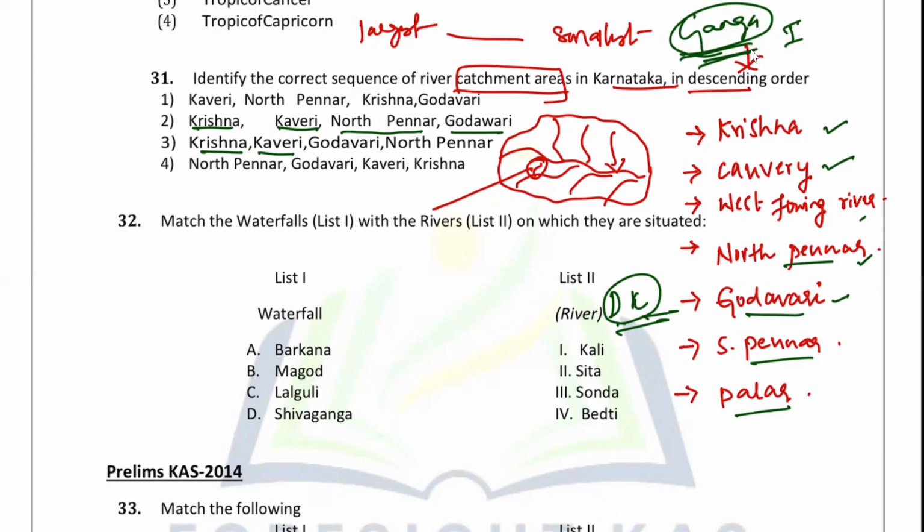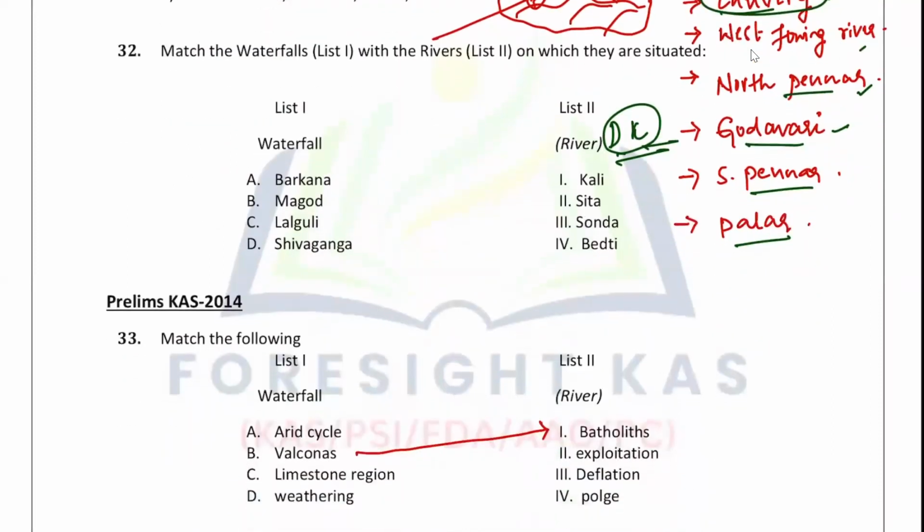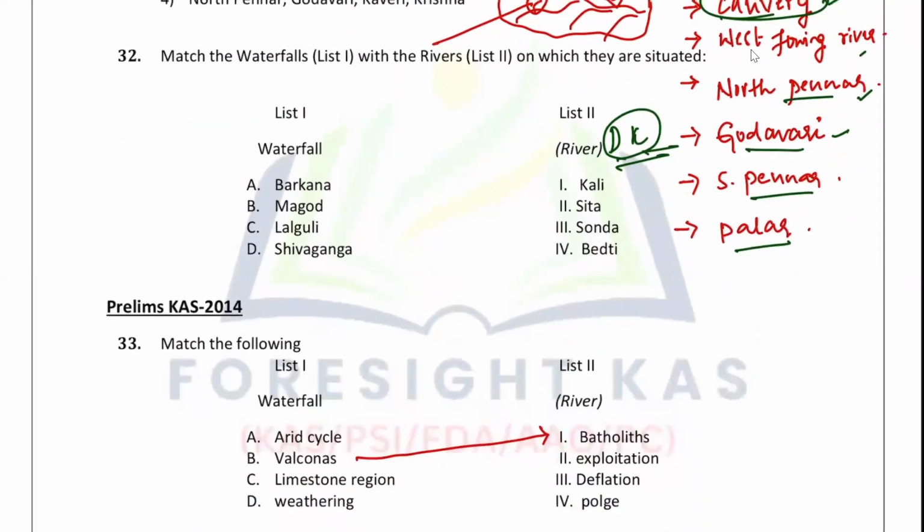And somewhere Kaveri falls in terms of 10th or 11th in terms of catchment area among major rivers. Now, these are some of the waterfalls being asked continuously. See, the Magod Falls is on the Bedti River, which has been asked in many exams also. And then Lalgoli Falls, we know this is on the Kali River.